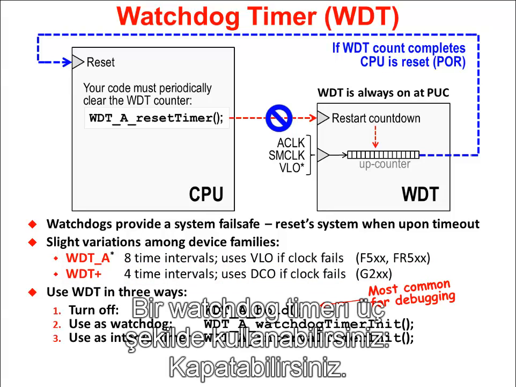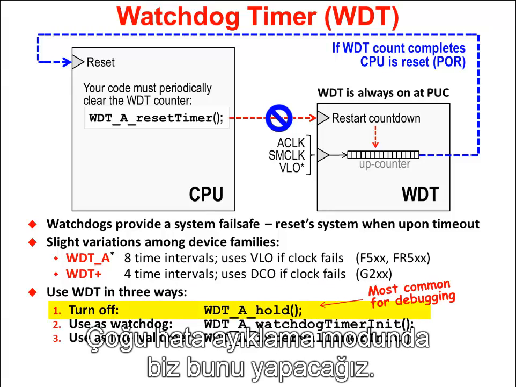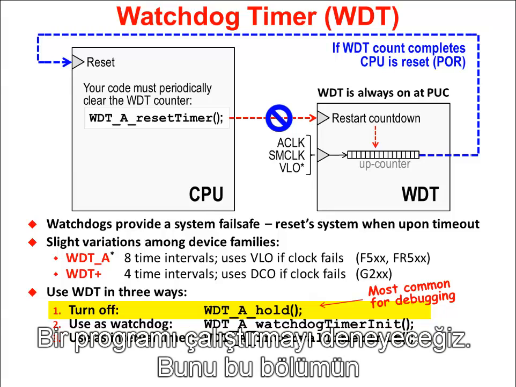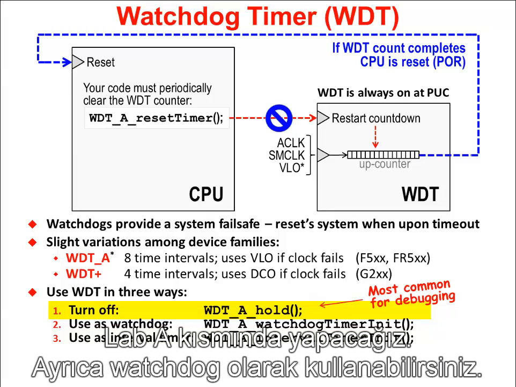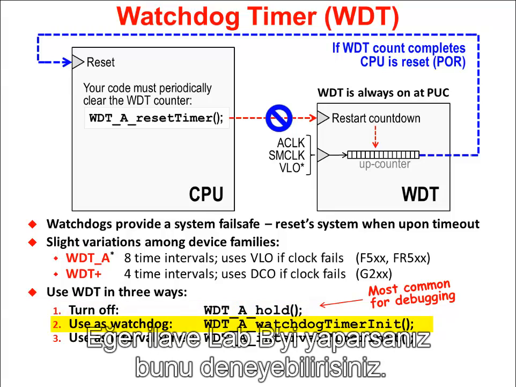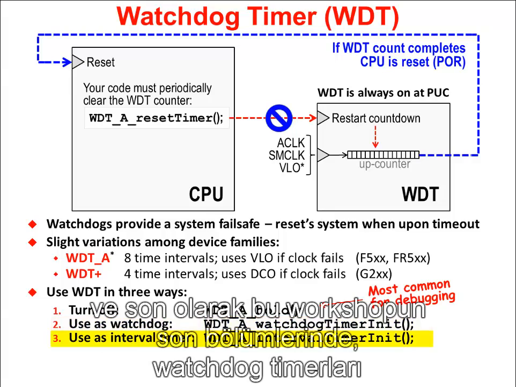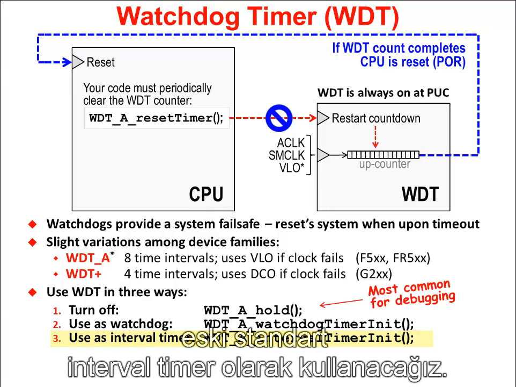You can use the watchdog timer in 3 ways. You can turn it off. This is what we do for most of our common debugging when we're trying to get our program up and running. That's what we'll do in Lab A of this chapter. You could also use it as a watchdog, and we will try that out if you do the optional Lab B. And then finally, later on in the workshop, we'll use the watchdog timer as just a standard old interval timer.